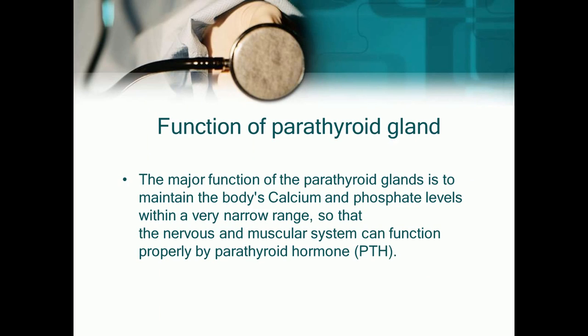Now come toward the basic physiology of the parathyroid gland. As we know, different types of hormones are secreted by the different glands. So one of the major glands is the parathyroid gland, and the major function of the parathyroid gland is to maintain the body calcium as well as the phosphate level within a very narrow range so that the nervous and muscular system can function properly, by parathyroid hormone.